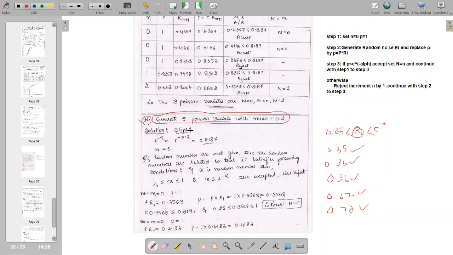The question says generate 5 Poisson variates, meaning when all the 5 generated random numbers are accepted, then we will say the generated Poisson variates are n equal to 0, n equal to 0, n equal to 0, n equal to 0, n equal to 0. Now to solve this problem, follow the same steps.